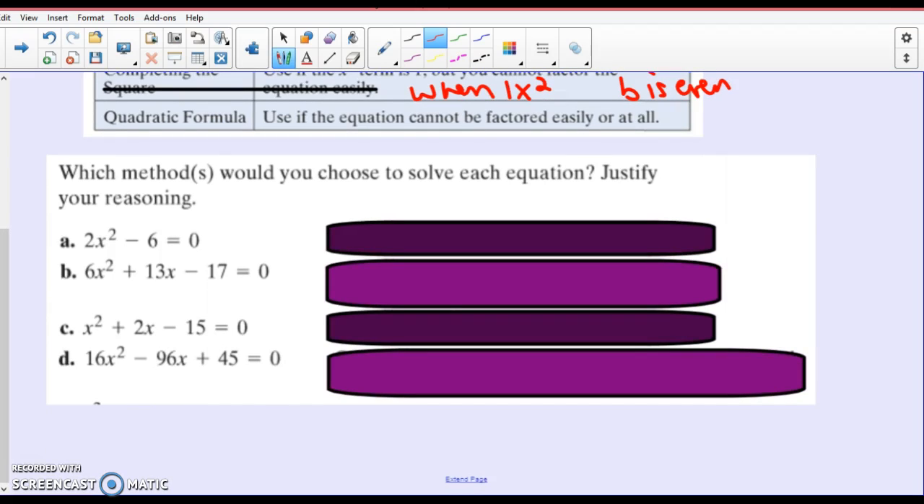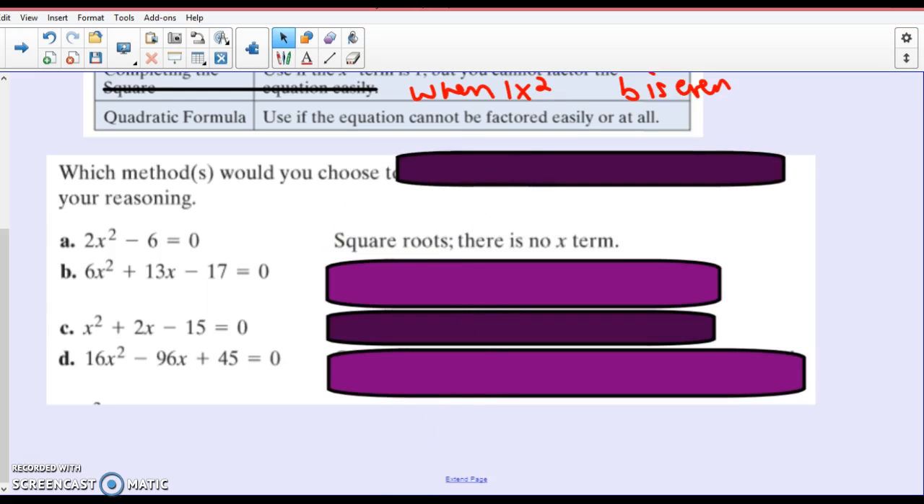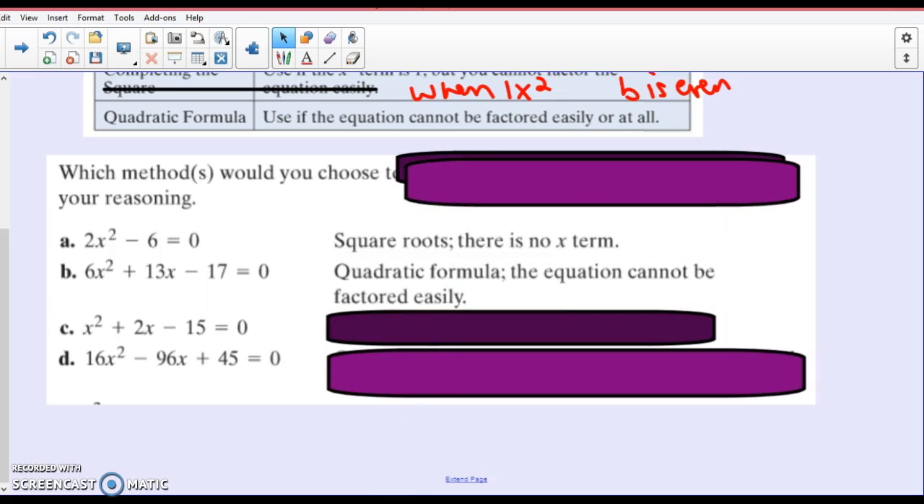Okay? So, let's take a look at these problems. A. What would be the easiest method to solve A? What do you think? Yep, square roots, because there's no x term. B. Well, I don't know if it's going to factor. I'm going to say quadratic formula. I mean, it might be able to be factored. You could try box and diamond, but if it doesn't work, then you have to go to quadratic.